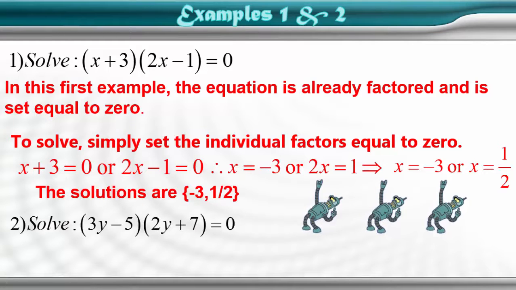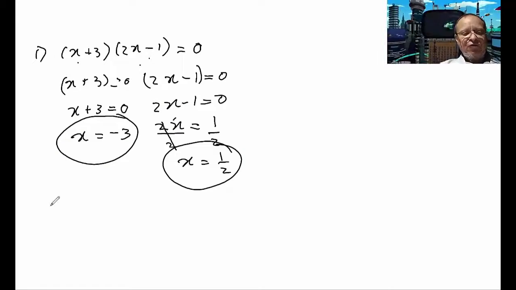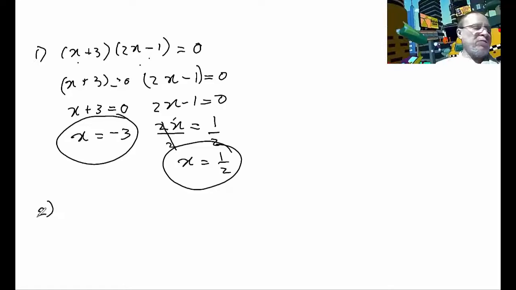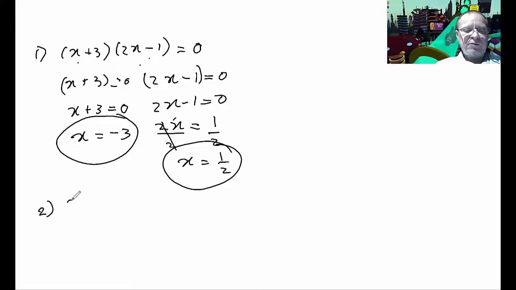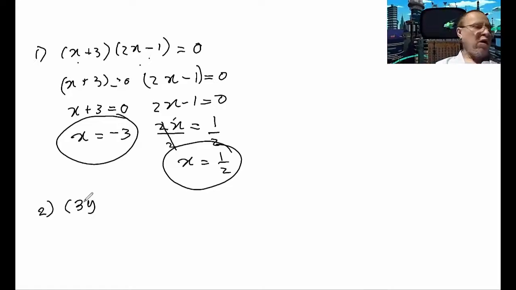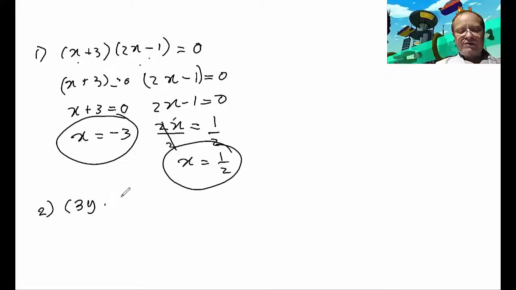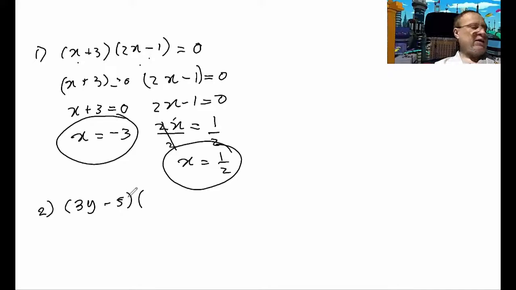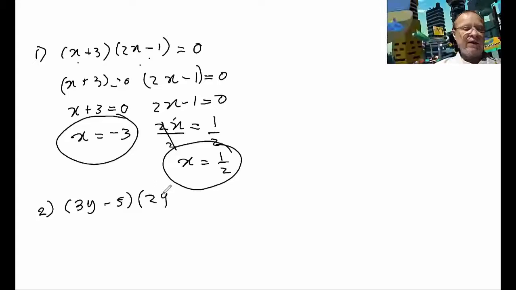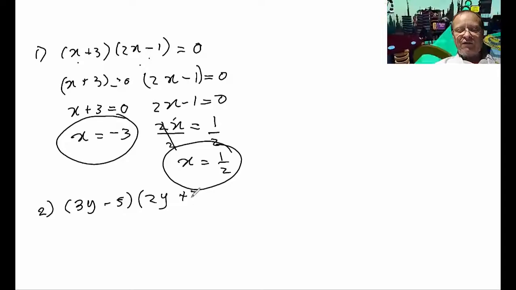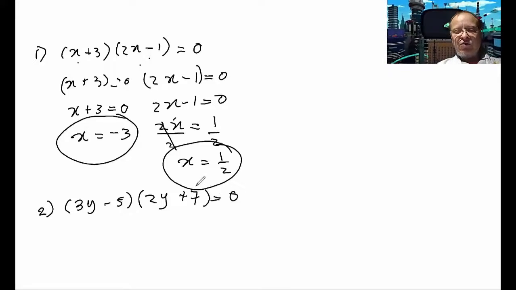In example number 2, we're asked to solve 3y minus 5 times 2y plus 7 is equal to 0. So here we're going to go to the whiteboard and show how we solve for y. Similarly for example number 2. So let's look at example number 2. We have 3y minus 5 times 2y plus 7 is equal to 0.